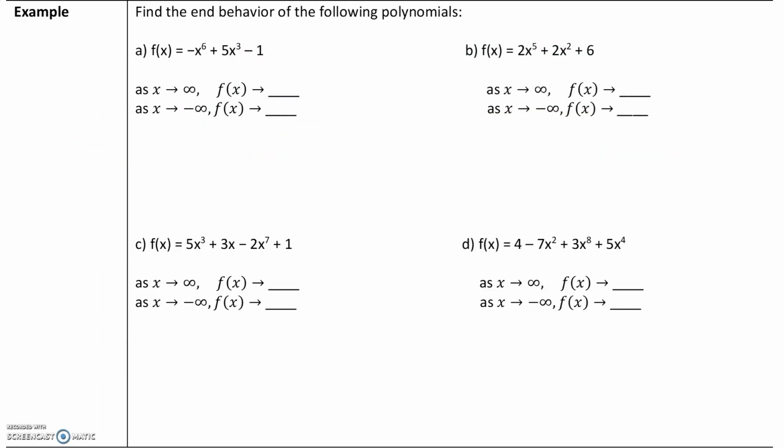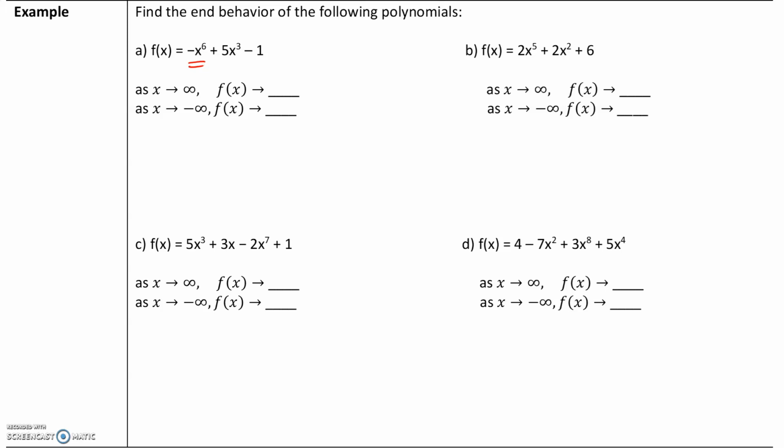Okay, so here's an example. Find the end behavior of the following polynomials. The first one, we have f of x equals negative x to the 6 plus 5x cubed minus 1. And all I'm looking at is the leading coefficient. That's all I care about. My leading term is negative x to the 6th.